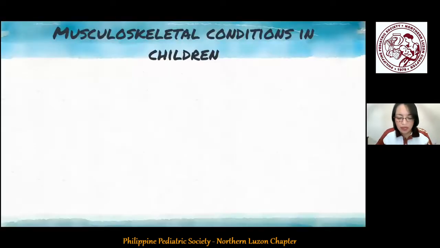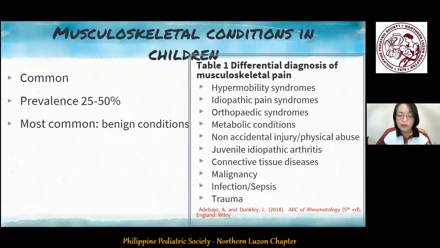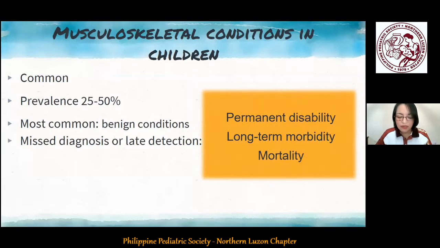Musculoskeletal conditions in children are common. The prevalence of MSK pain during childhood has been estimated to be about 25 to 50%. The majority of the cases are benign and self-limiting. In this table, notice that MSK pain has a spectrum of causes ranging from the benign to life-threatening conditions such as malignancy, infection, and trauma. Therefore, these must always be actively considered. These conditions, if not detected early and appropriately treated, may be associated with long-term morbidity and mortality.